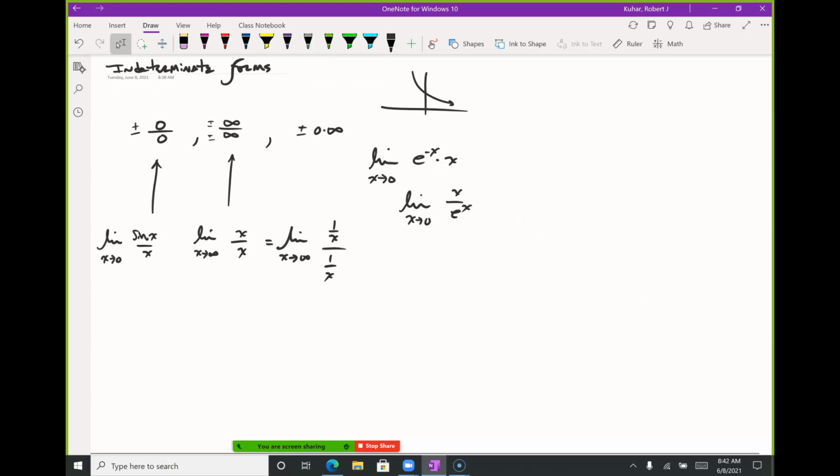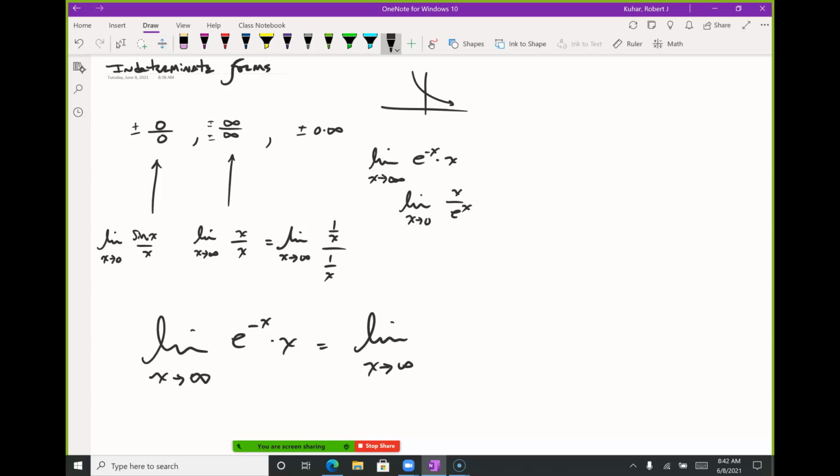Let's do that one. The limit as x goes to infinity of e to the minus x times x. Well, I have to turn this into zero over zero or infinity over infinity. So I do that by moving one of my functions. You won't always know which function to move. So you move one of them and see what happens. And if it doesn't work, you move the other. It's that simple. Trial and error.